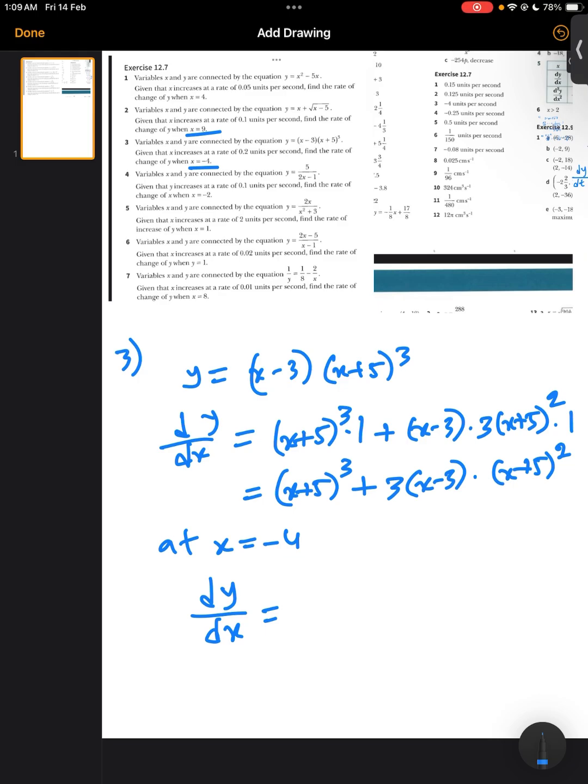So minus 4 plus 5, 1 to the power cube is technically 1, plus 3, minus 7 times 1 square, 1 minus 21, minus 20. Let me check the calculation. First one, 1 cube is 1. Okay, minus 4 minus 3 minus 7 minus 4 plus 5, that is 1 square. Okay, yeah, I guess it is correct.